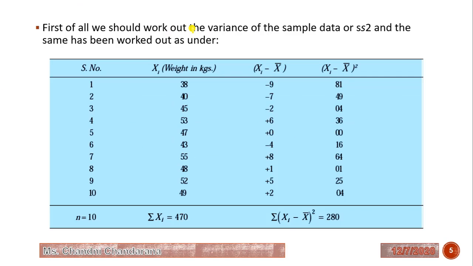First of all, we should work out the variance of the sample data, or s², and the same has been worked out as under. Here x_i means weight in kg, then x minus x bar and the square of it. The serial number is given 1 to 10, the sample students, then their weight in kg. Now x minus x bar, these are the values of that. The sum is 470 and this is the square. So we are getting this value.